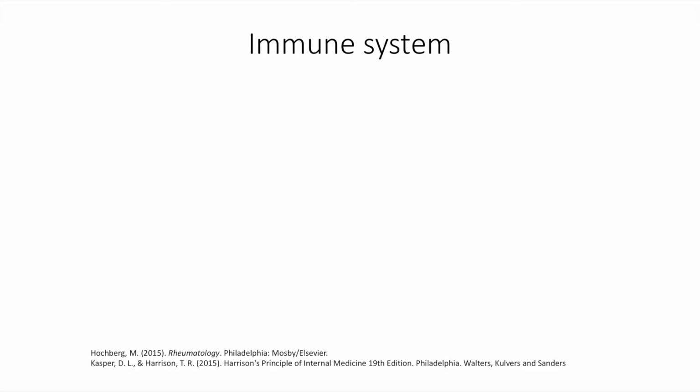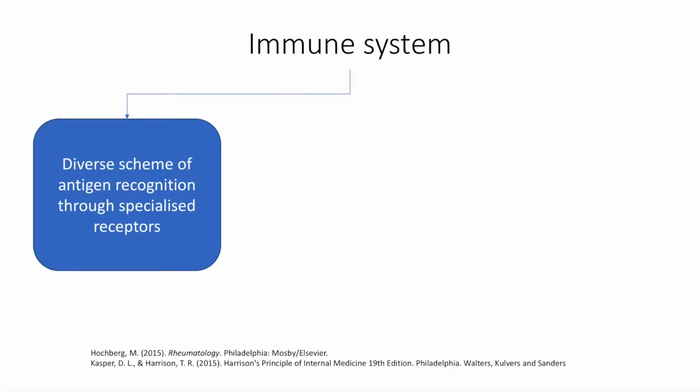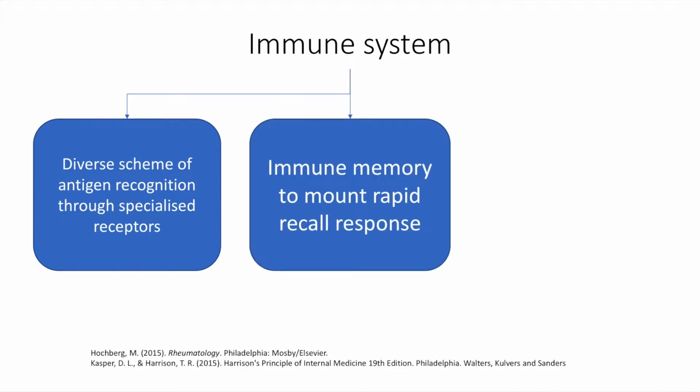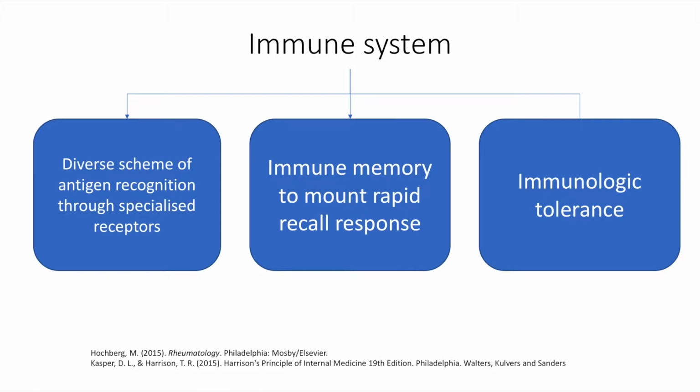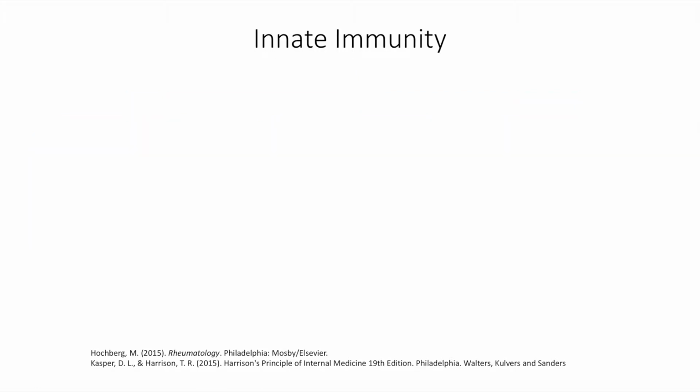The immune system is a scheme of antigen recognition through specialized receptors. Immune memory is required to mount a rapid recall response when the same antigen is encountered at a later time. Finally, the third feature of the immune system is immunologic tolerance. We'll talk about the innate immunity first.